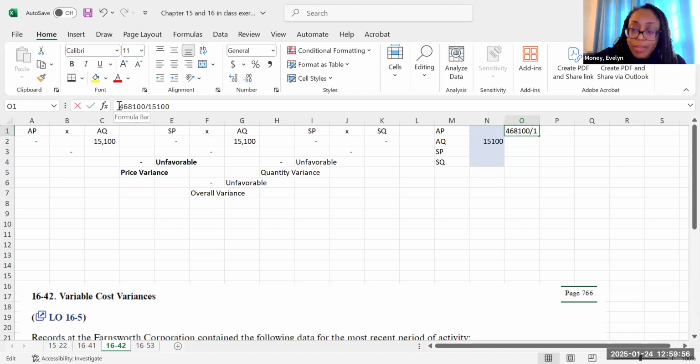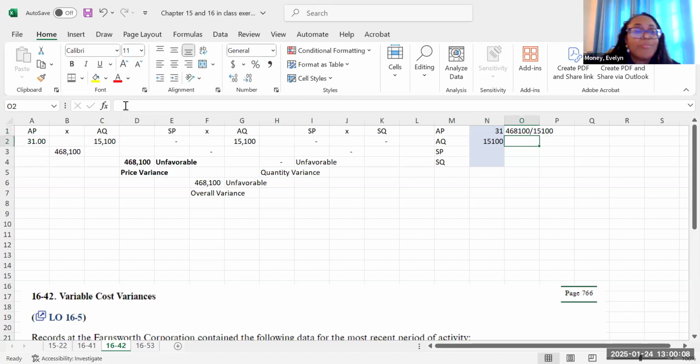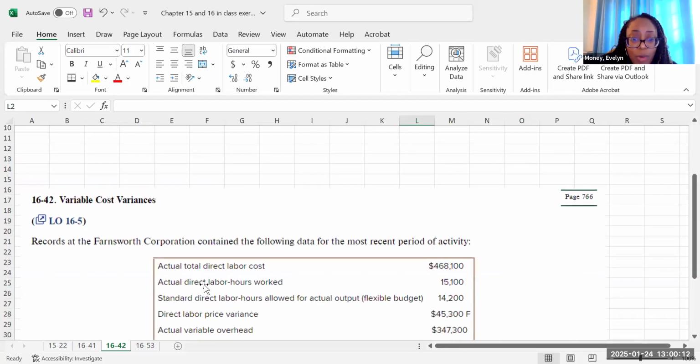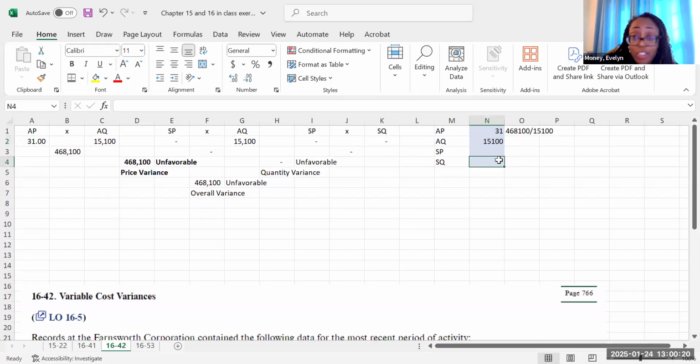Again, make it a formula. 31. There we go. I didn't want that one to be a formula. 468,100 and 468,100. All right, the standard direct labor hours for the actual output was 14,200. So I don't have to multiply that time. That 14,200 compares to the 15,100.